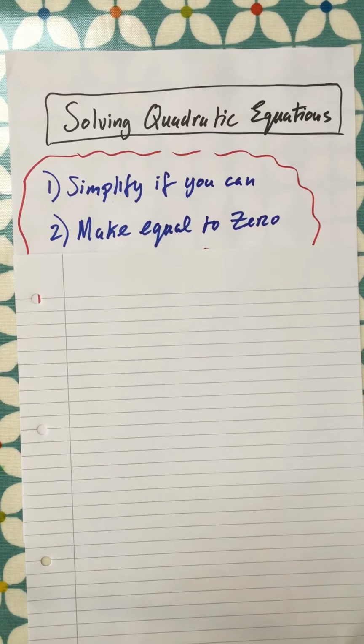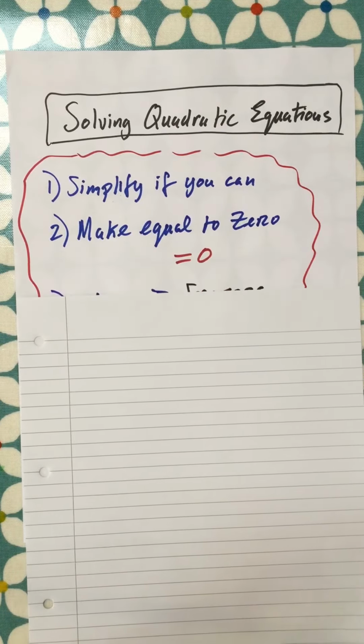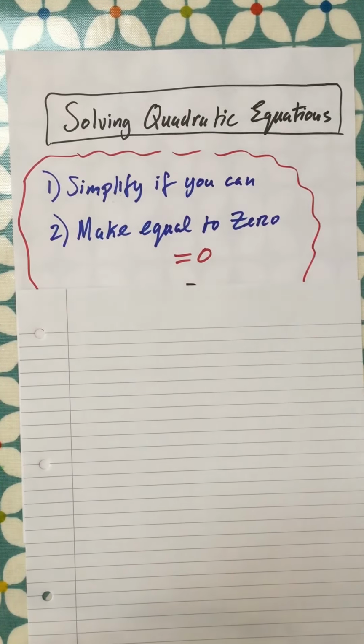Step 2, you make your equation equal to 0. So if it's not equal to 0, you bring whatever's on the right hand side over to the left to make sure that there is a 0 left on the right. So you make it equal to 0. You want 0 on the right hand side and everything on the left. So you're going to make it equal to 0.